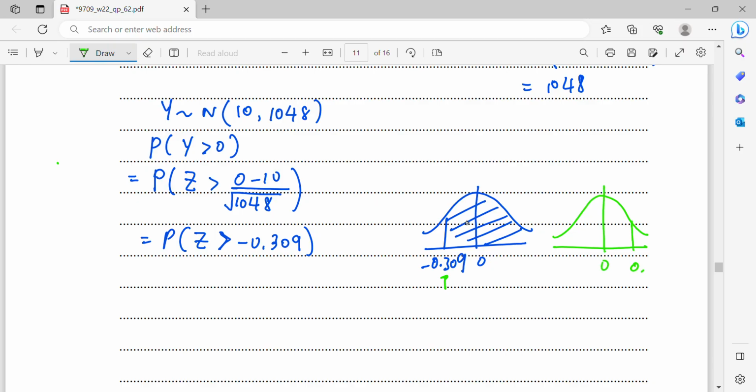So I flip it, it will be positive, and then at the same time I also flip this blue region, it will be the green region over here. So based on the graph, it becomes P(Z < 0.309). Once you get this probability, you can just read the table because it is the same region as in the table. So I will get 0.6213 and you round up to 3 significant figures. So you'll be getting 0.621. So that's the probability of this question.